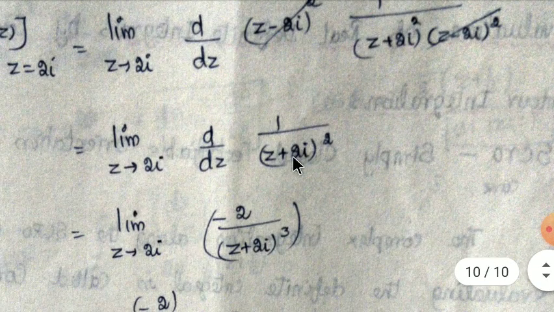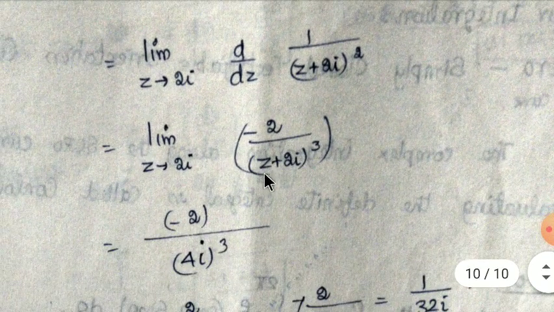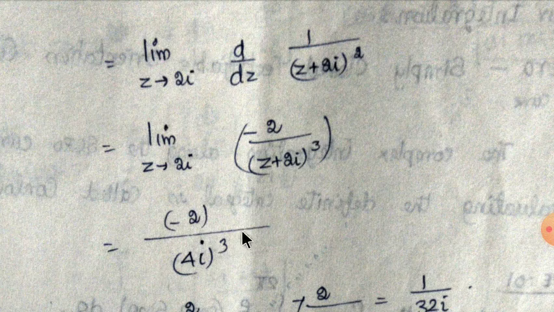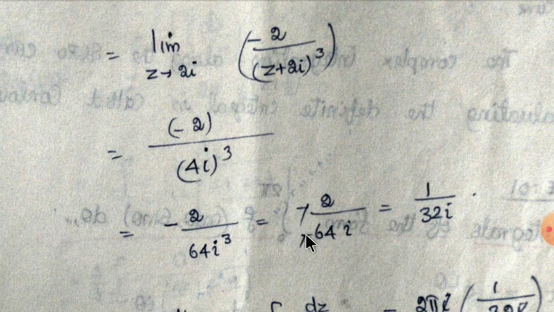What is the differentiation of 1 by x? Minus 1 by x squared. What is the differentiation of 1 by x squared? Minus 2 by x cube. So here x is z plus 2i. So minus 2 by (z plus 2i) whole cube. Substitute z is equal to 2i now. We get minus 2 divided by (2i plus 2i), that is 4i, whole power 3. That is 4 cube, 64, i cube. i cube is minus i. So minus minus gets cancelled. 2 by 64 is 1 by 32i.